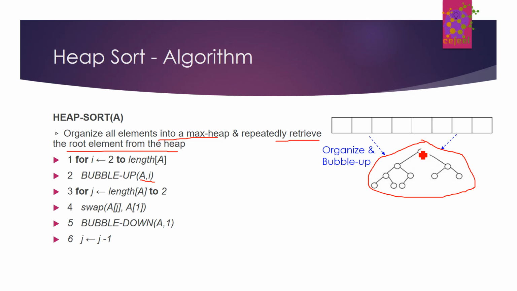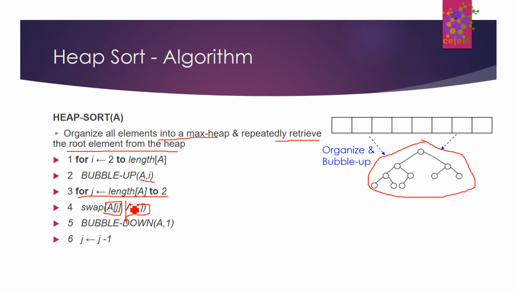Once we have done that, the next step is to repeatedly remove the root element. So that's the algorithm. We take a variable j, and we start from the length of A, which means the maximum level, and we go till the last element. And what we will do is we will first swap the root. Now A[j] will be the last element of the remaining heap every time, and we will swap it with A[1], which is the first element. And once we swap it, we have now placed the root element at the end of the array or the remaining heap.